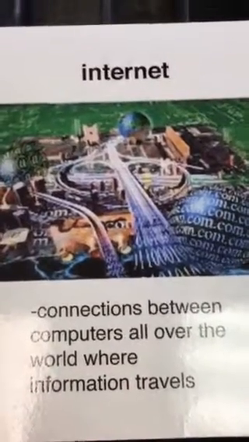All right, the last one, the hardest one to understand, is the internet. We use the internet all the time. The internet is nothing you can really see, but there are connections between computers all over the world where information travels. So it's a connection of computers that are all over the world. The computers talk to each other, they talk to satellites that are orbiting the Earth, and that's how we get all the information that you get on Chrome or Safari through the internet.